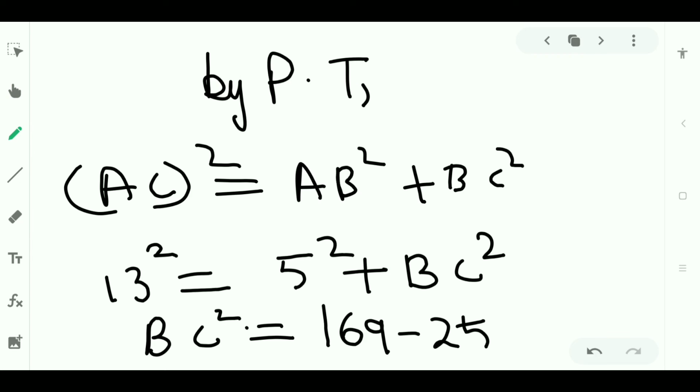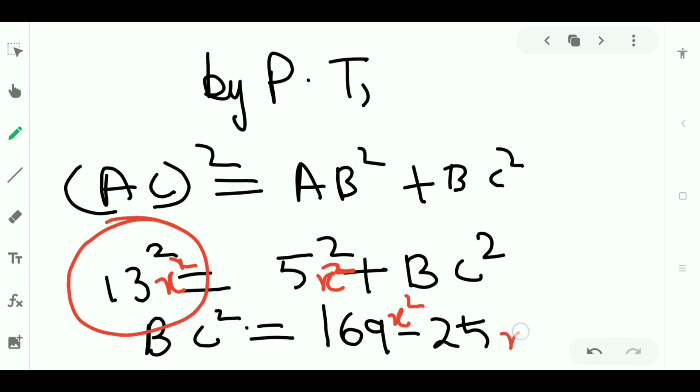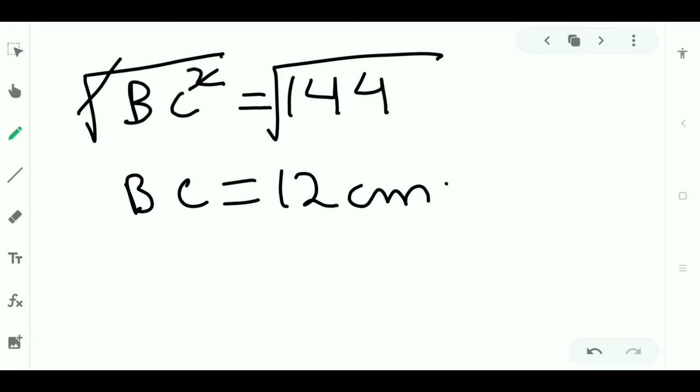Then what we are going to do here is, instead of 13 square, we will write 13x square also. Okay. And instead of 5 square, we will be writing 5 square x square. Means 25 x square we are getting. Here 169 x square we are getting. Here we are writing 169 x square minus 25 x square, which gives the result of 144 x square. So this is nothing but x.